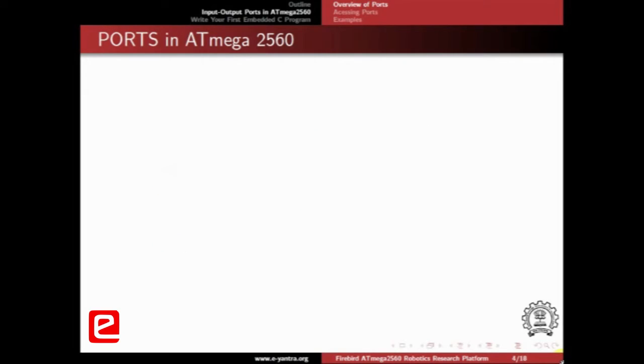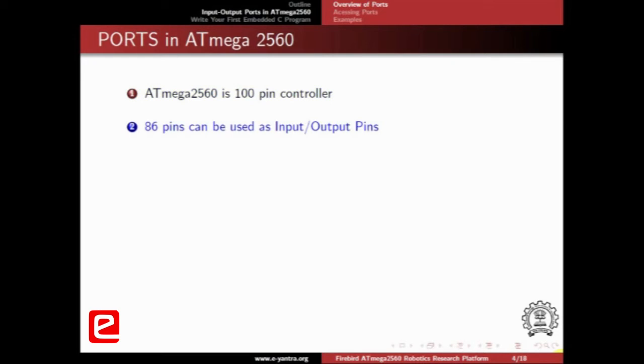Let us now see the ports present in Atmega 2560. So Atmega 2560 is a 100-pin microcontroller, out of which 86 pins can be used as input or output pins for I/O interfacing. These pins are grouped together and are called as ports. The pins are called as ports because if you want to access any of the peripheral devices, you have to do it by putting the address of it, that is to which pin particular input or output device is connected. So addressing 86 pins is very difficult.